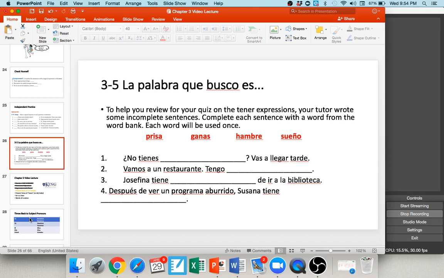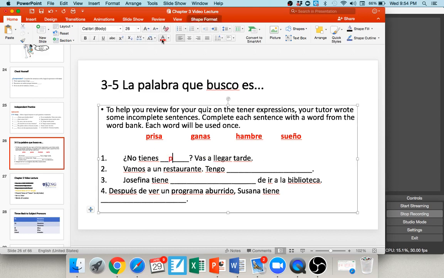You're going to be late. So don't you have blank? Aren't you in a, hopefully you're saying in a hurry. So our options here in red are sueño, sleepiness, hambre, hunger, ganas, to feel like, tener ganas de, to feel like, or prisa, hurry. So aren't you in a hurry? No tienes prisa? Aren't you in a hurry? You're going to arrive late. All right, I want you to pause your audio and give numbers 2, 3, and 4 a try for me here.